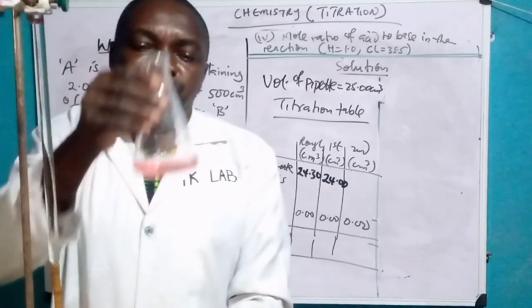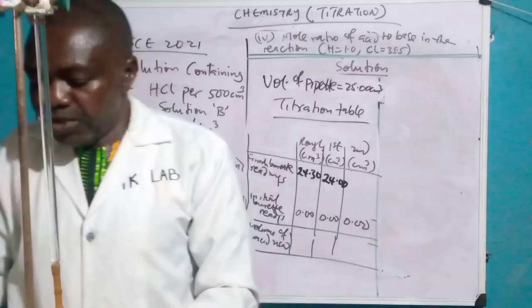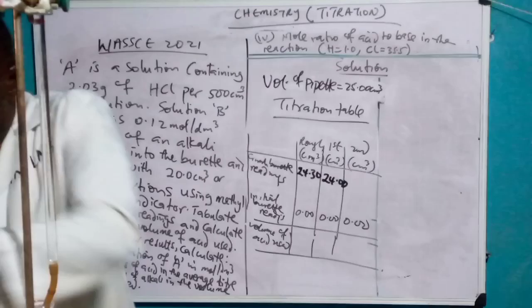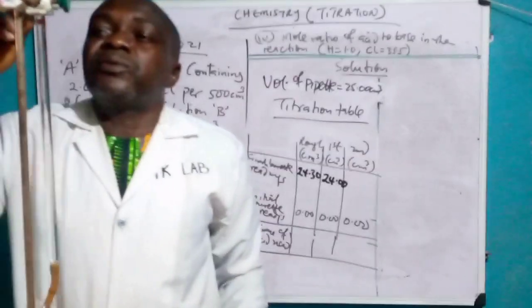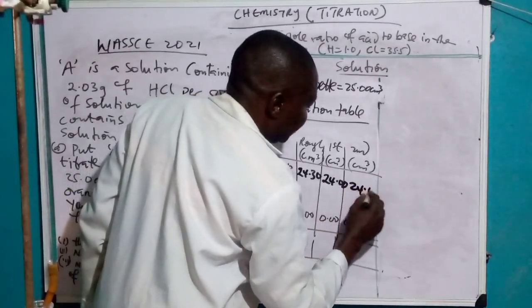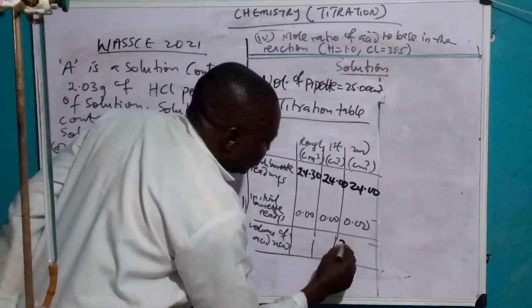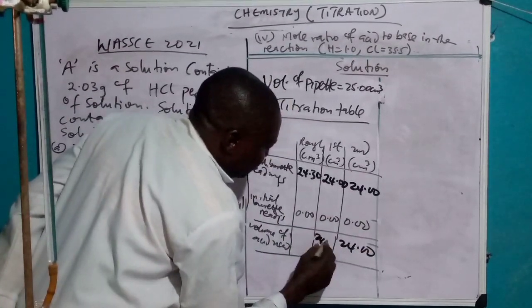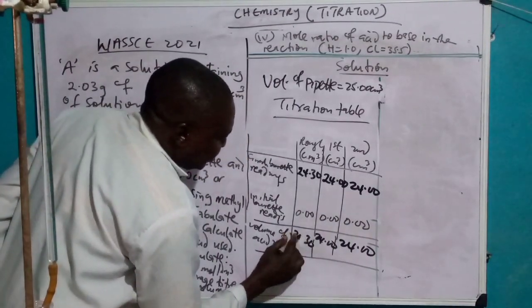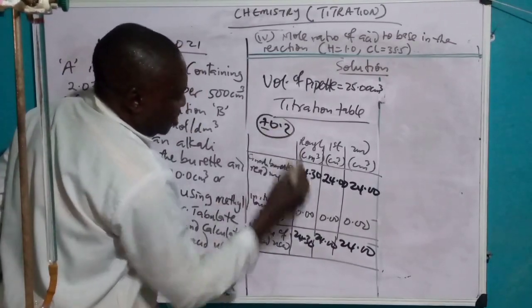It has changed to orange again. You can see it has changed to orange color. This is the color. So we stop there. Then the next thing is to take the reading, 24.00. So the third one is 24.00. The next thing you are going to do is to subtract. You subtract this 24.00 from 24.30. You can see that this one is more than plus or minus 0.2, so we cannot use it.